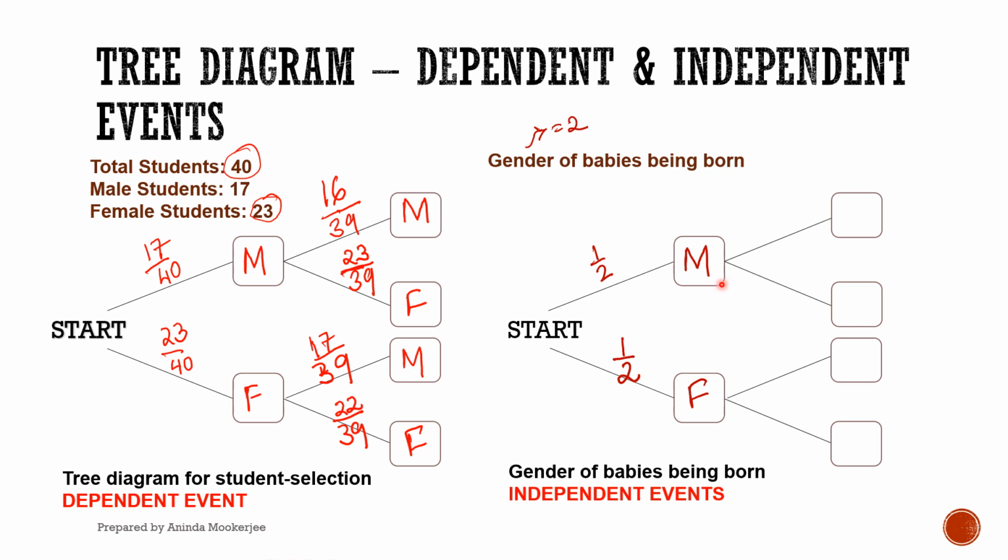Now, given that a male child was born at the first birth, what is the probability of having another male child in the second birth? The same probability. It's still 1/2. Just because somebody had a male child in the first birth doesn't change the probability of having a male child at the second birth. Given this situation, the probability does not change.